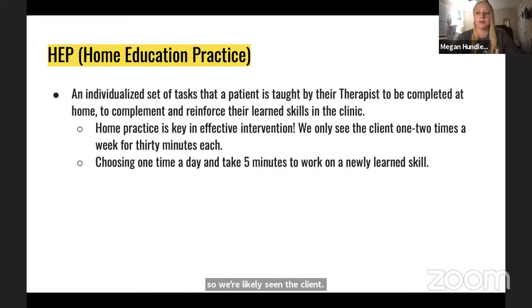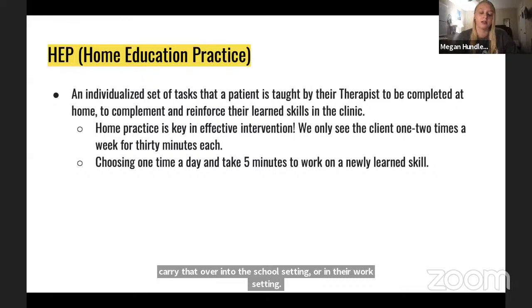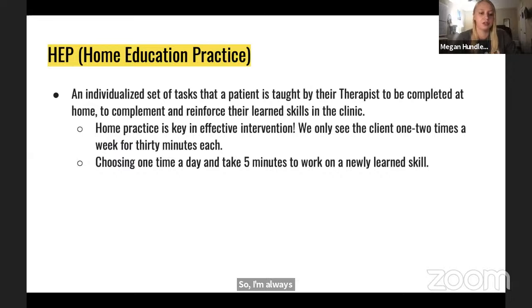So we definitely pride ourselves in being able to help teach those skills, but the caregivers are really important in being able to help generalize these skills and utilize them in the home setting and being able to carry that over into the school setting or in their work setting, any setting that they're going to be spending time in. So I always recommend to my parents to choose 1 time a day and take about 5 to 10 minutes to work on a newly learned skill.